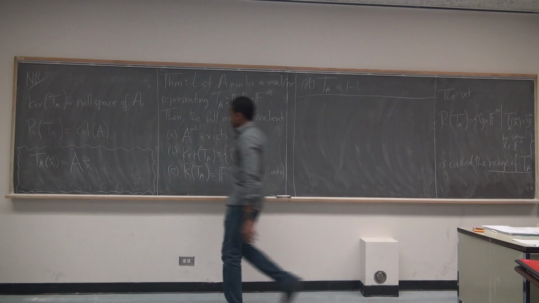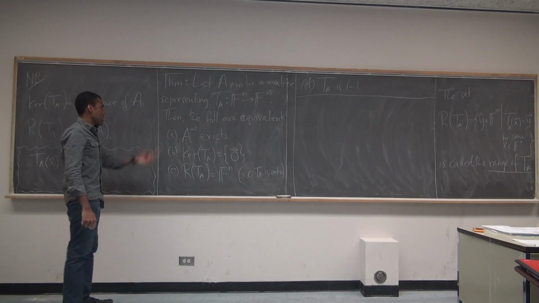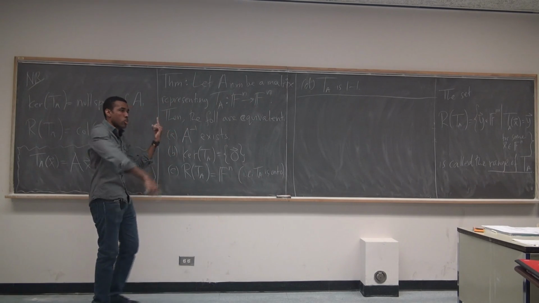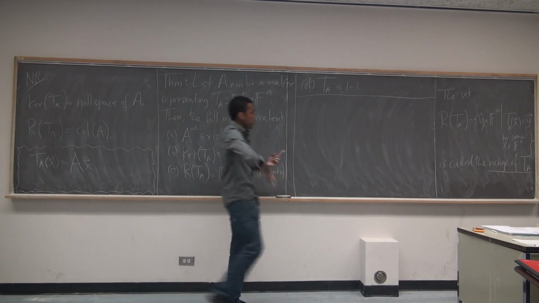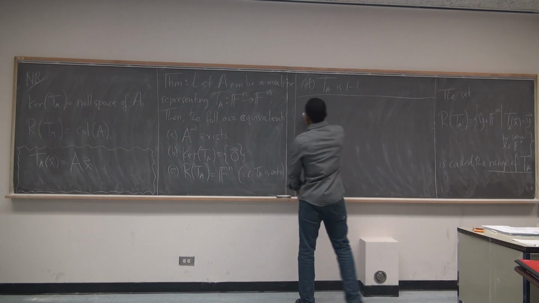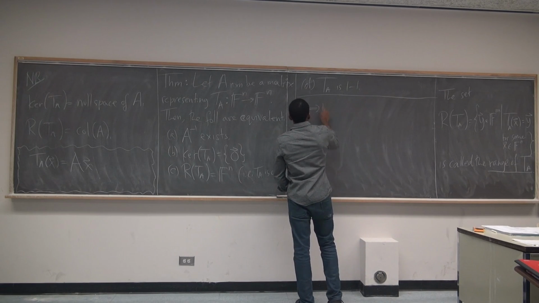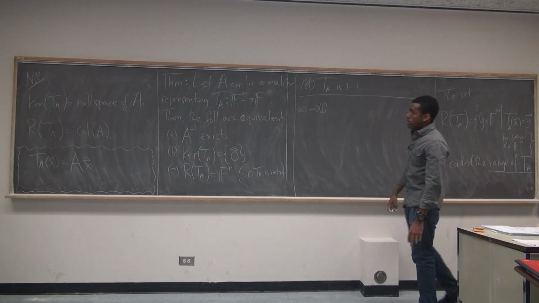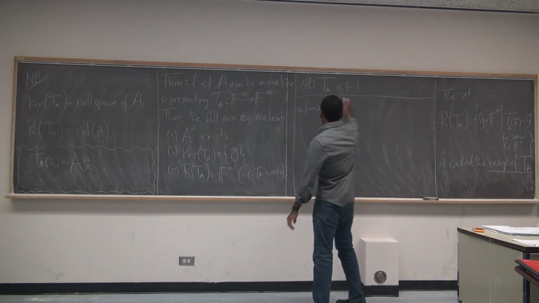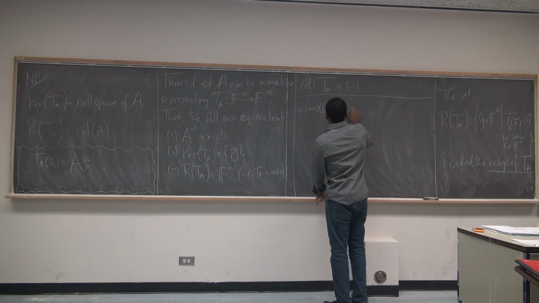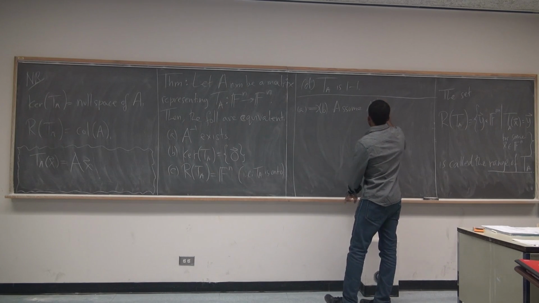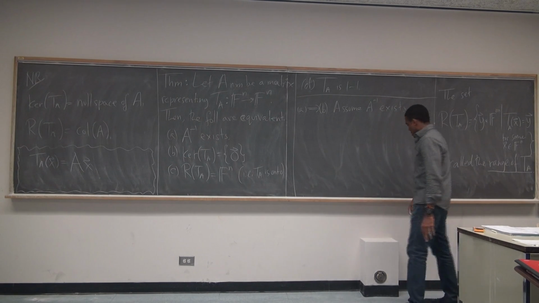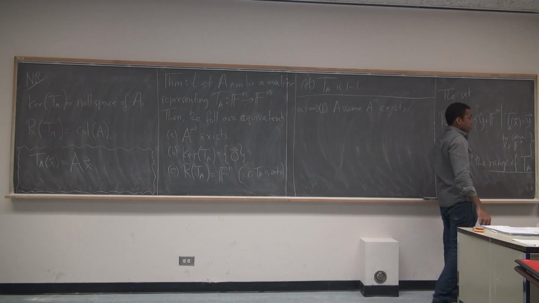So to prove the following are equivalent, we have to show that they imply each other. So we're going to prove that A implies B, B implies C, C implies D, and then D implies back to A. It all goes in a loop, and they'll all be true at the same time. So, assume A inverse exists, then what?